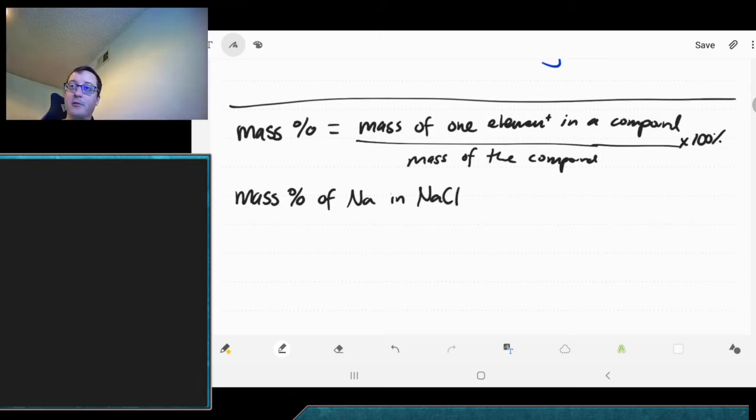So if we wanted to do this, we could say the mass of one element in a compound over the entire mass of the compound. And it's easier here if we just talk about molar masses. Since we don't have exact masses, we're not going to go ahead in the lab and figure out how much sodium we have versus how much sodium chloride we have. It's easier to just use the molar masses. So we can go ahead and say that.